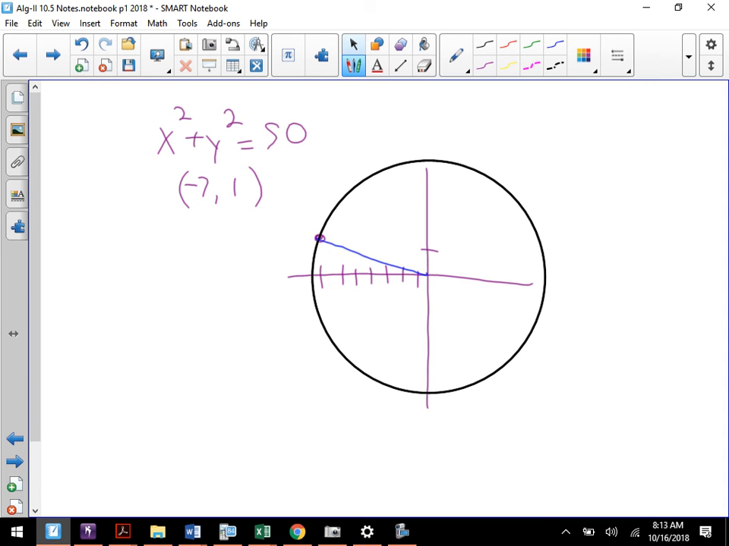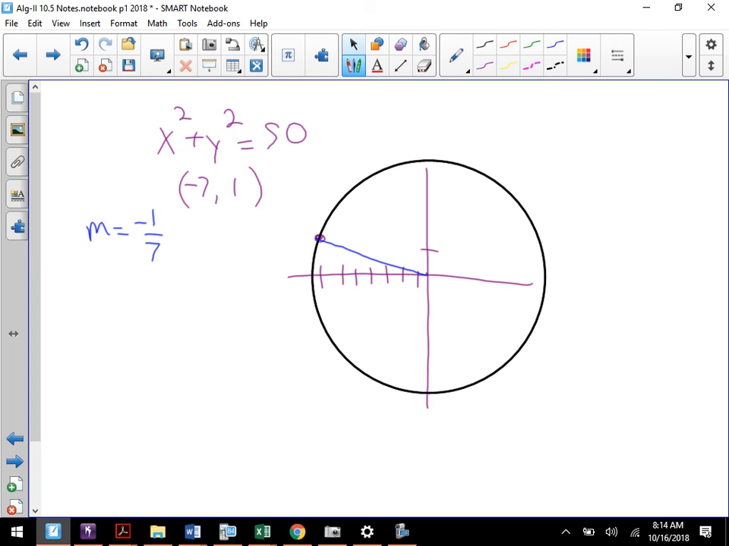So what we need to do is figure out what the slope is of that radius. That radius, rise over run, went up 1, and it went to the left 7. So what's that slope? Is it positive or negative? Negative. So the slope here is -1 over 7. 1 over -7 means the same thing.